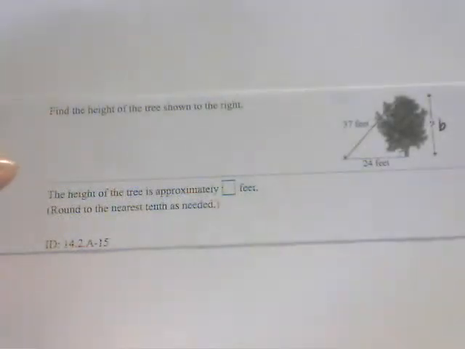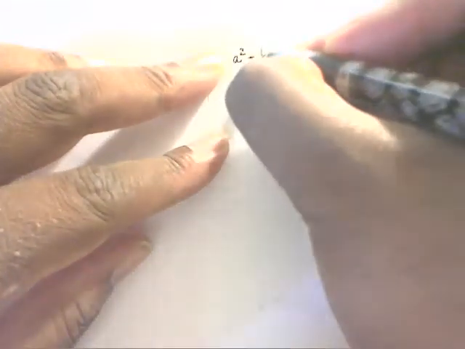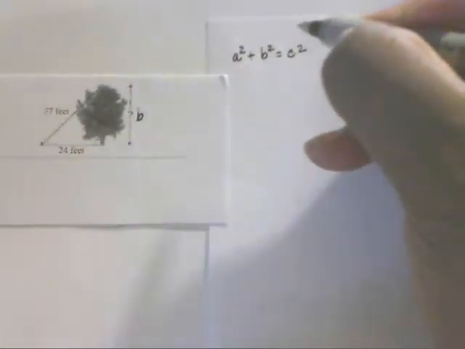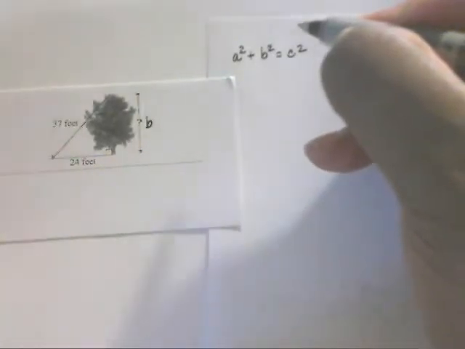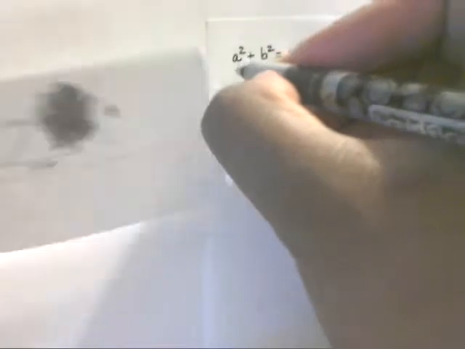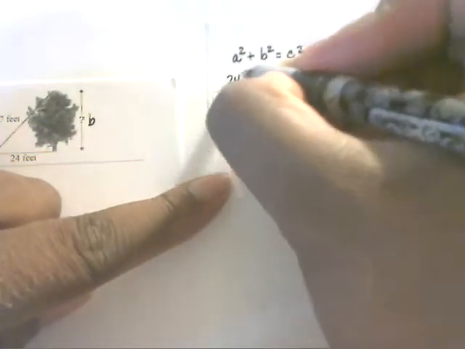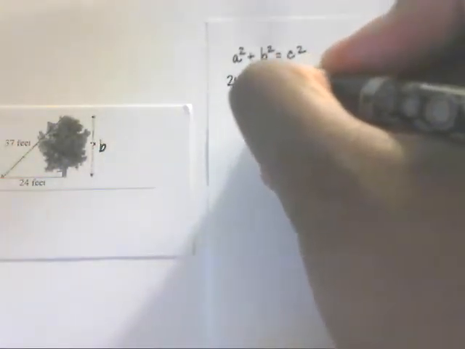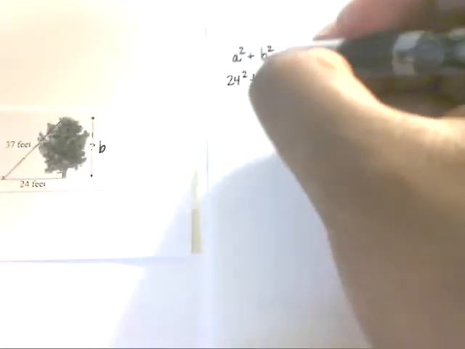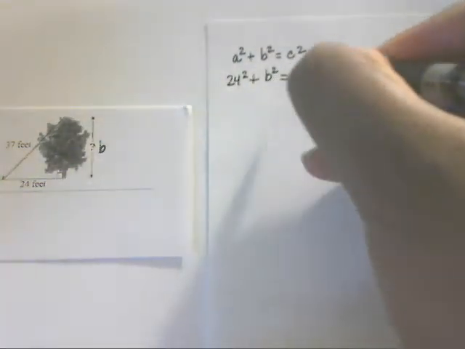Okay, and now I'm going to let this be B, which is the missing side that we're trying to find. And they do say round to the nearest tenth, if need be. So in this case here, using the Pythagorean Theorem again, A squared plus B squared is equal to C squared. Now in this case here, I'm letting A be 24 feet. So that's going to be 24 squared. The B is what we're trying to find here. So that's plus B squared is equal to C, your hypotenuse is 37, and that's squared.